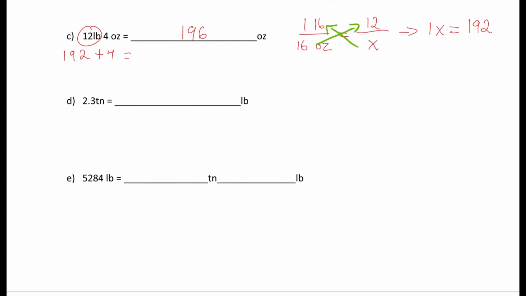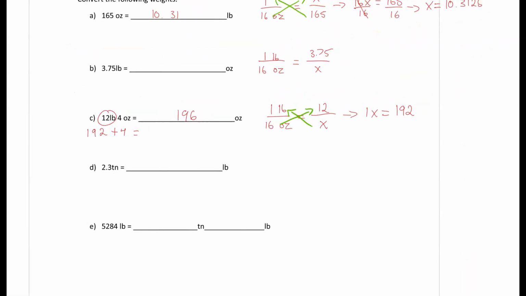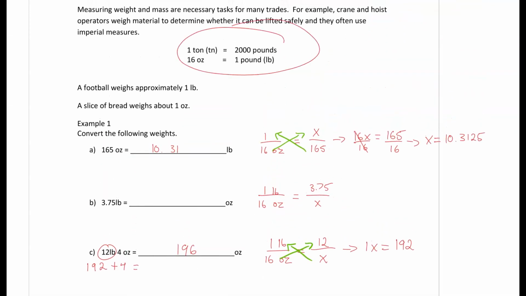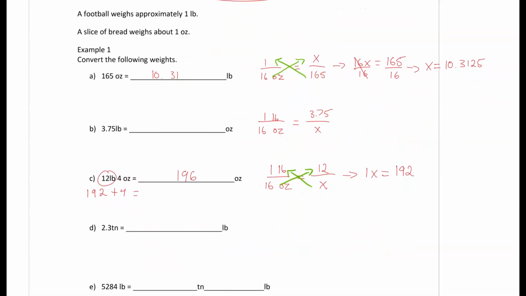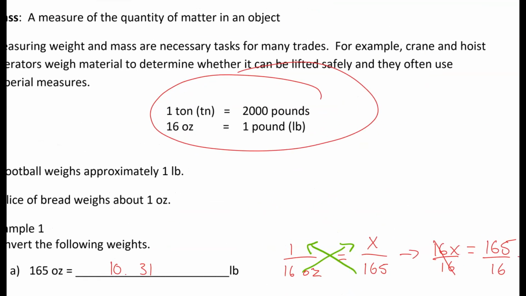For D, you have 2.3 tons, and you want to find the number of pounds. I'm going to leave this one for you to figure out on your own. The hint would be to look back up at the top at these values here, and these are the conversions that you could use to figure out your tons to your pounds. Remember that pounds would be LB.